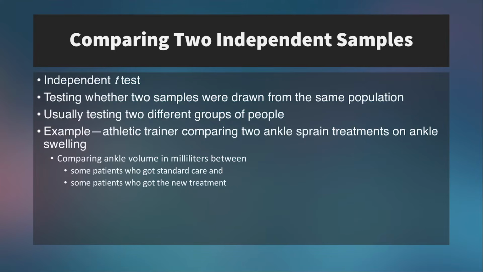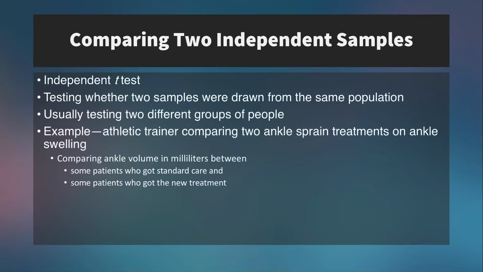Okay, so that was comparing one sample to a population, or a one sample t-test. Now we're going to compare two independent samples. This is called an independent samples t-test, and it tests whether two samples were drawn from the same population or whether they are drawn from different populations. And usually this will involve two different groups of people.